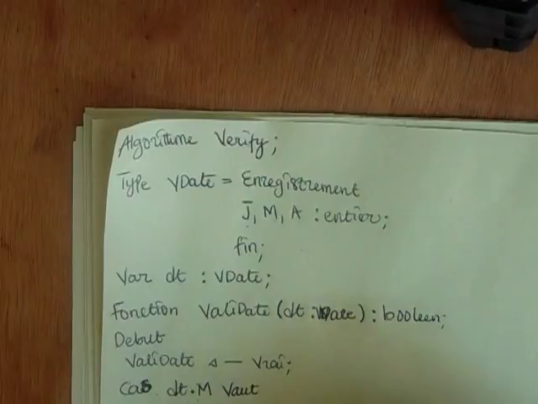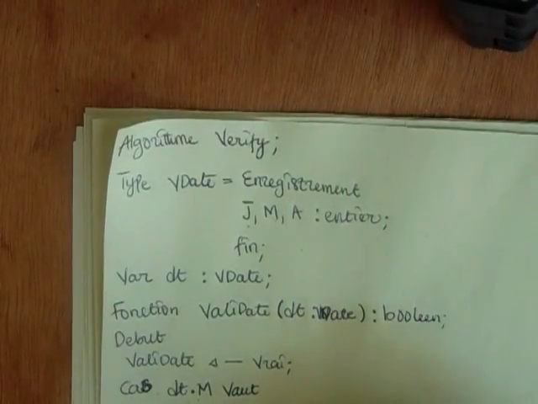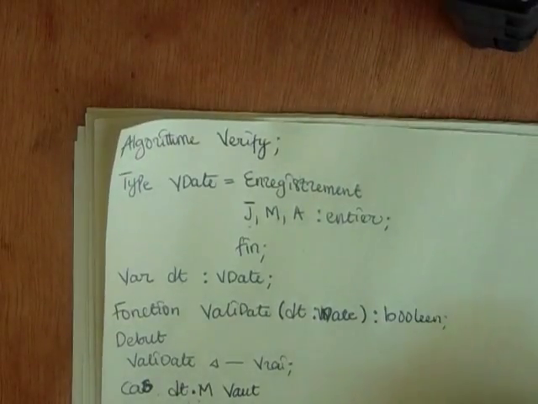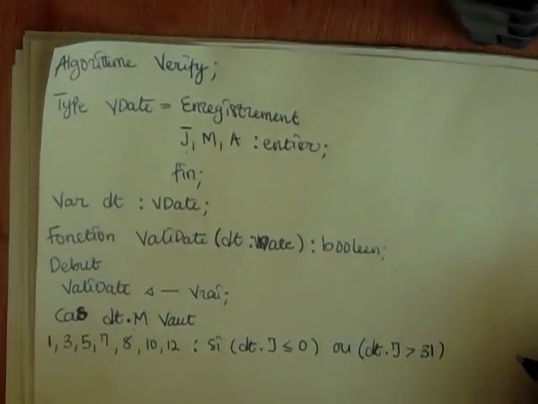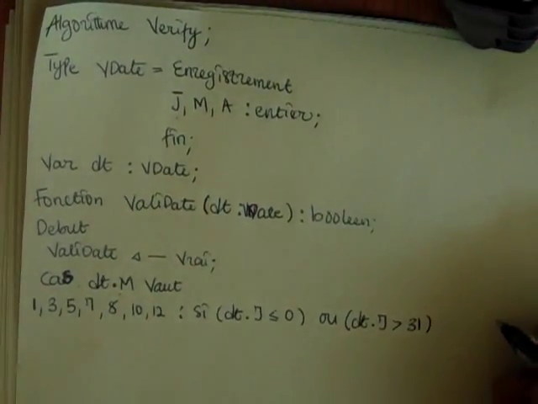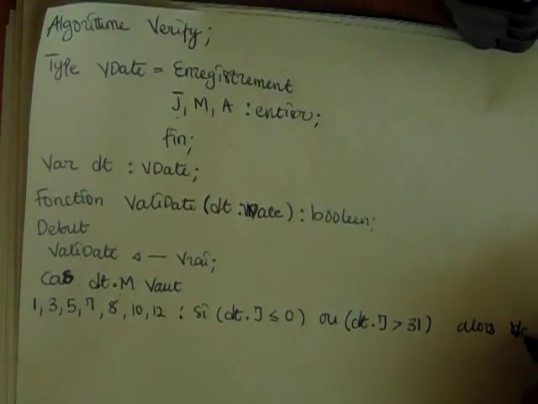Now we say if dt point j, which is the day, is less than or equal to 0, or dt point j is greater than 31, then the validity of the date is false.